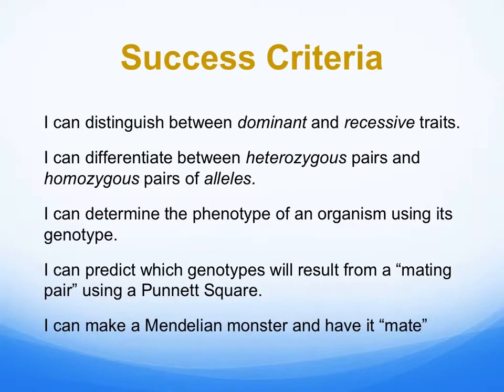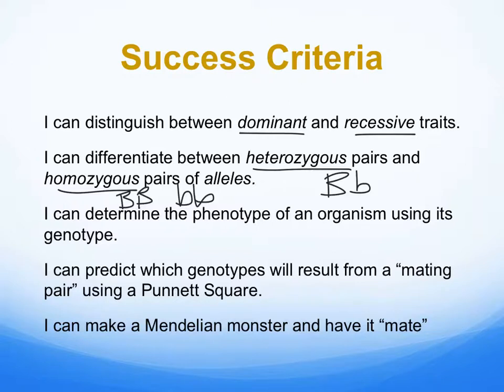To be successful in today's lesson, and technically from yesterday's lesson as well, you need to be able to distinguish between dominant and recessive traits. Okay, you need to be able to differentiate between heterozygous and homozygous pairs of alleles. So these are very important, the difference between the two. If you want to remember, heterozygous means different. So when we are looking at our alleles, we have one dominant, one recessive. Whereas homozygous is the same, two dominant or two recessive, okay?